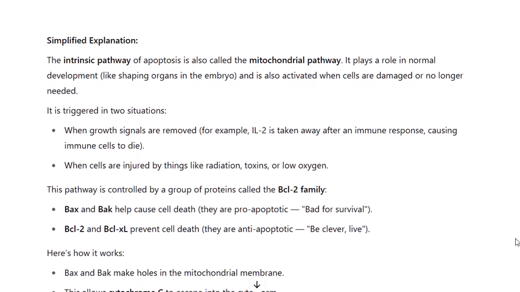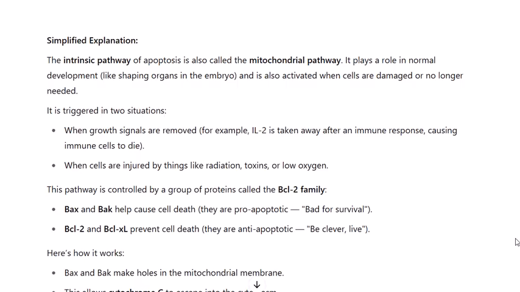When growth signals are removed, for example, IL-2 is taken away after an immune response, causing immune cells to die. Or when cells are injured by things like radiation, toxins, or low oxygen. This pathway is controlled by a group of proteins called the BCL2 family.